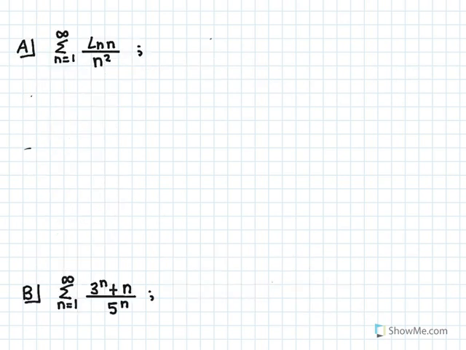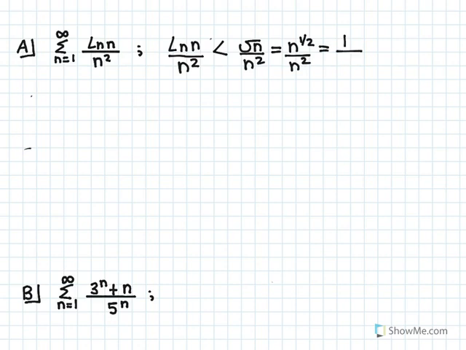Alright, so we have summation log n divided by n squared. Every term of our given series is less than every term of a comparison series, root n divided by n squared. Let's simplify this. This is n to the power of 1/2 divided by n squared. Subtract off the exponents, we get 1 divided by n to the power of 1.5.